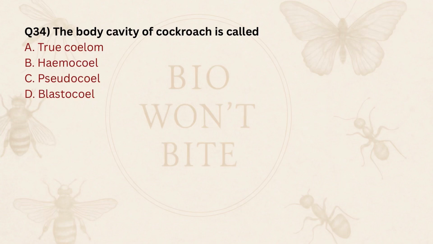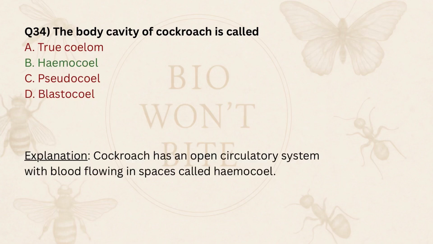Moving on to question number 34. The body cavity of cockroach is called. Option B, hemocoel, is the correct answer. Cockroach has an open circulatory system where blood flows freely into body spaces called hemocoel instead of being inside vessels.